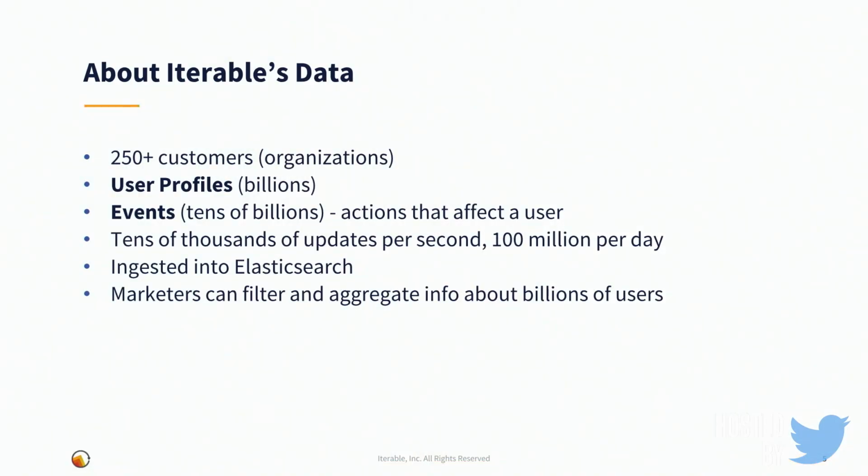So in all, we have over 250 customers, and we primarily hold two types of data. The first one is user profiles, so our customers' information. And then events, which describe the individual actions that affect each user. So did Iterable send them something? Did they make a purchase? Did they subscribe to some list or something?